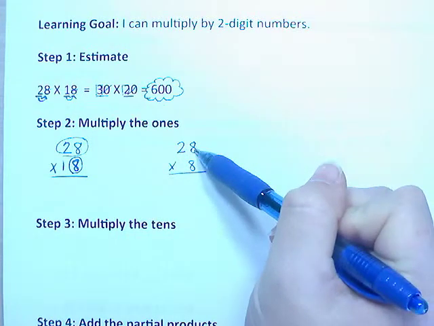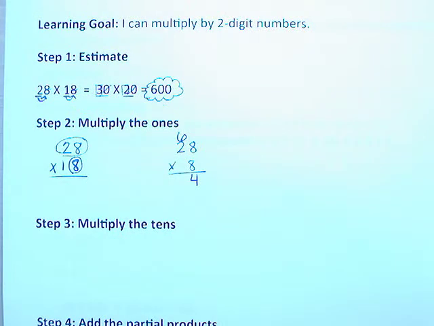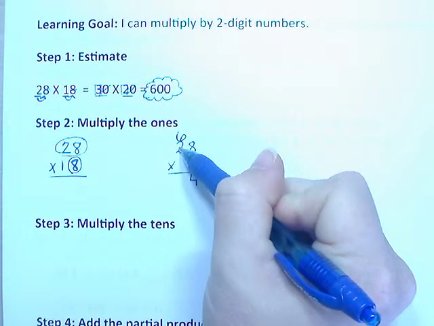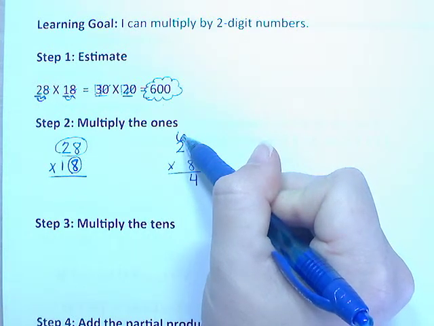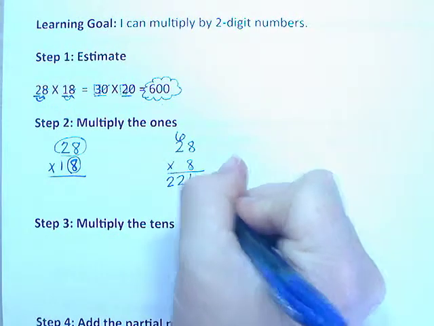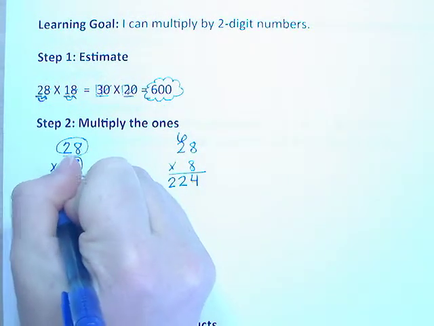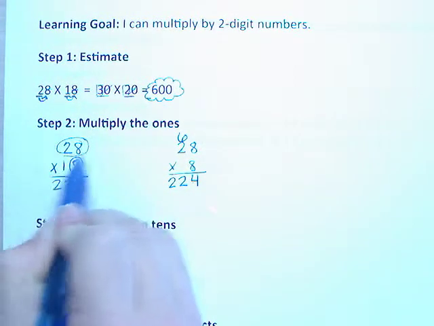If I do 8 times 8, that is 64. Bring my 4 down here, carry my 6. Then I'm going to do 8 times 2. 8 times 2 is 16. 16 plus 6 is 22. So 28 times 8 is 224. I'm going to bring that back over here. Now I've multiplied my ones on the bottom by both numbers up top.